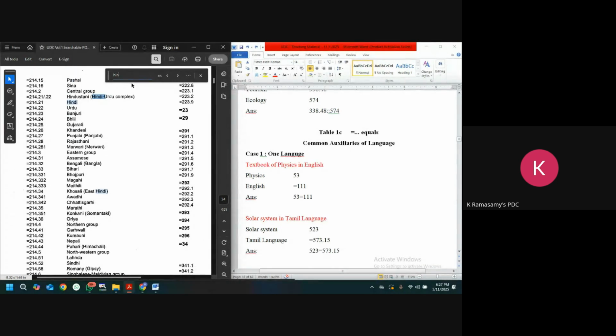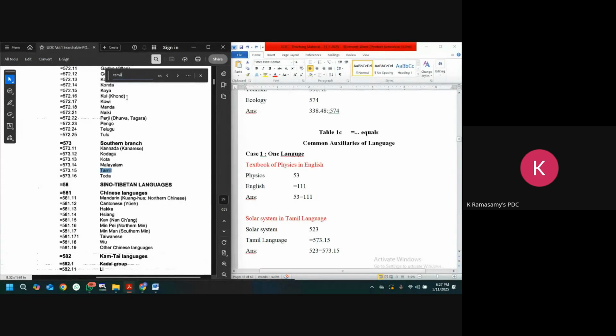And what about Tamil language? Let me try. What's the number of Tamil language? You can see equal to 573.15. See, Kannada, Kodagu, Malayalam, Tamil, you can see the languages. So all the languages are listed in volume 1 in table 1C called common auxiliaries of languages.